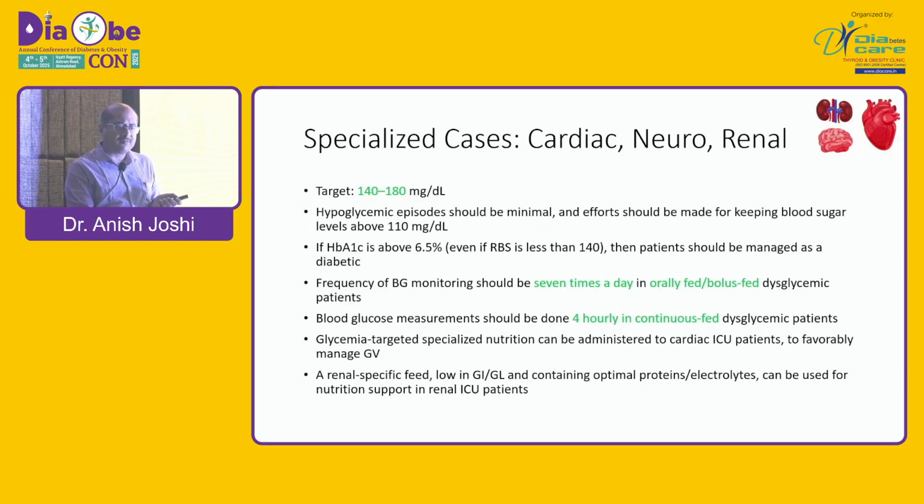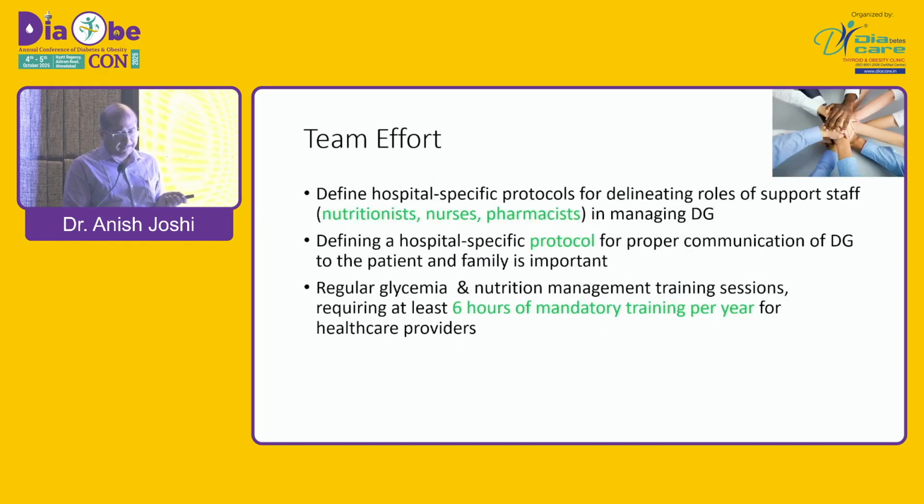When we talk about other special cases in an ICU, like a patient having acute MI or a stroke or renal failure, the targets again are the same, that is 140 to 180. If the sugars are more than 6.5, treat them as diabetic. Again, 7 times a day for orally fed patients or in bolus feeding, 4 hourly in a continuously fed patient, the guidelines remain the same. Particularly for renal patients, you need a renal-specific feed because they have fluid restrictions. You cannot give a large volume, particularly through the Ryle's tube. So those renal patients again require a low GI and low glycemic load feeding.